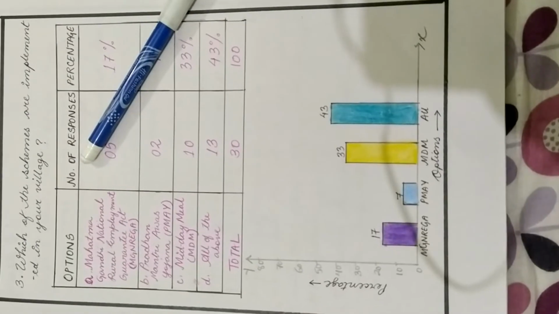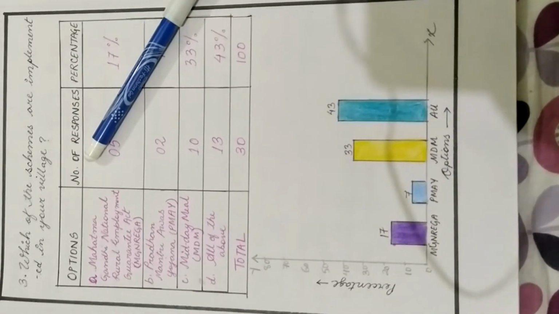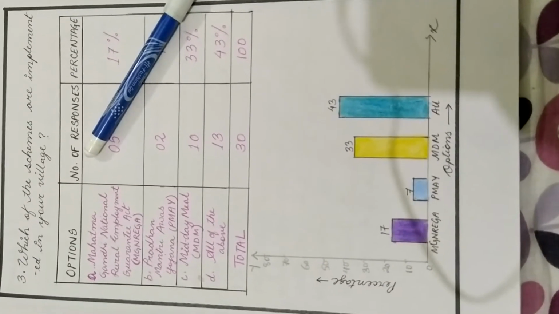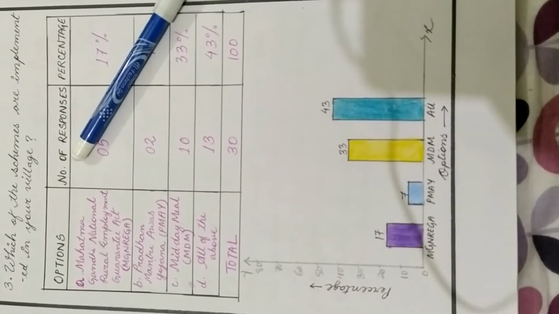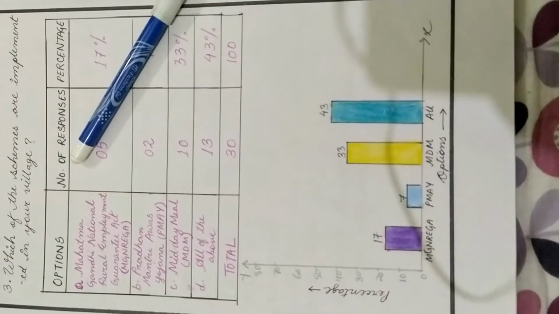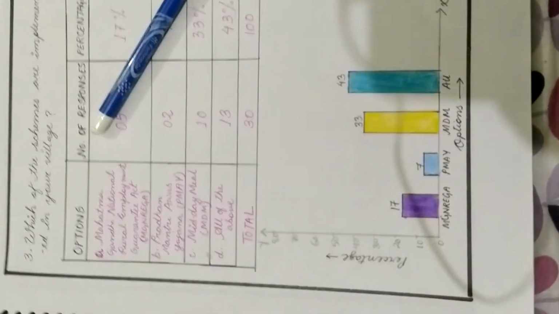So it's very easy. Just take out the number of responses, and then you just need to take out the percentage. Okay, so after that you can draw the bars. Then of course, next page, analysis of graph number 3. So let us see how many graphs she made.